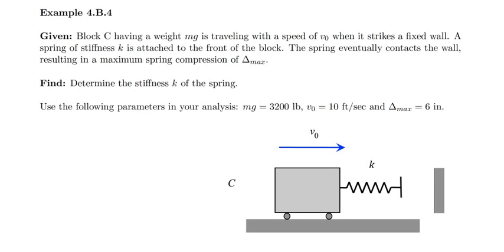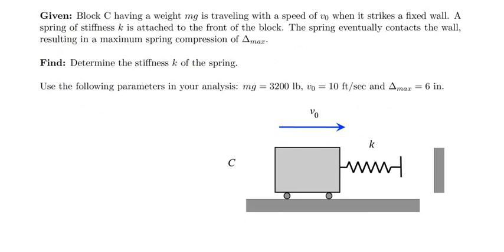Alright, so in this example we have block C, which has a weight of mg, and we're told that the block is traveling with the speed of v0 when it strikes a fixed wall. We're told that a spring of stiffness k is attached to the front of the block and that the spring eventually contacts the wall, resulting in a maximum compression, delta max. Based on the information given, we're asked to determine the spring stiffness k.